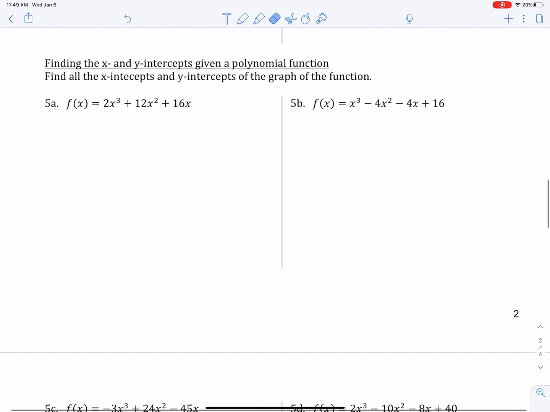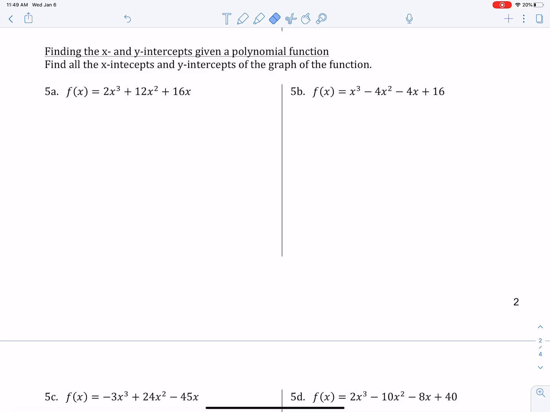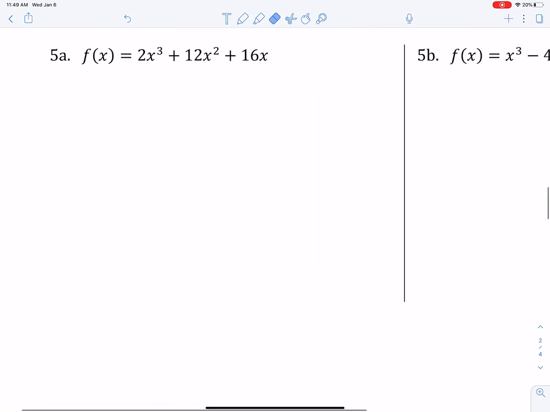All right, moving on. Finding the x and y intercepts given a polynomial function. We want to find all the x-intercepts and y-intercepts of a graph of a function. So this is very similar to what we did with the quadratic functions, setting it equal to 0 and solving. And you'll see what I mean by that in a second here. So we're going to do 5a together, and you're going to do 5b on your own.